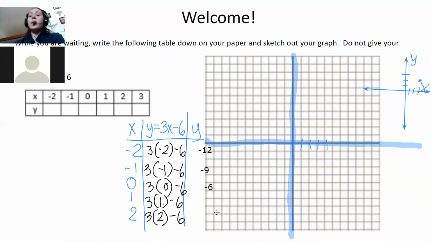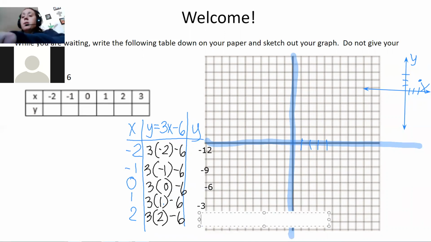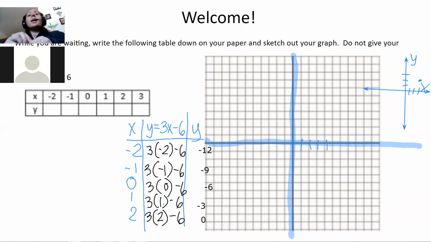Yeah, -3. And you can either do the math or you can follow the pattern like Malachi is suggesting. Either one works just fine. And what about the final one? 0. Yep, because you would get 3 times 2 is 6 minus 6 is 0.